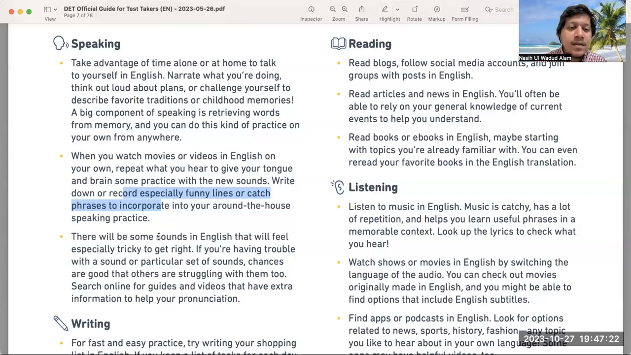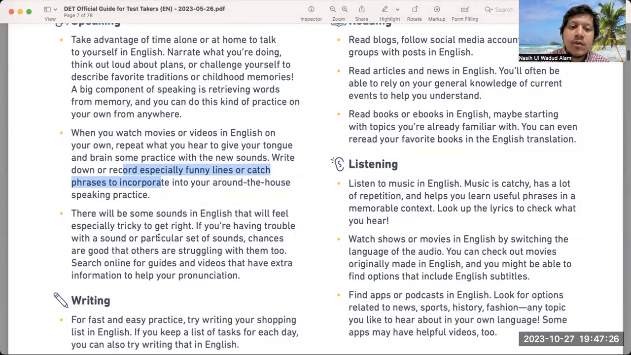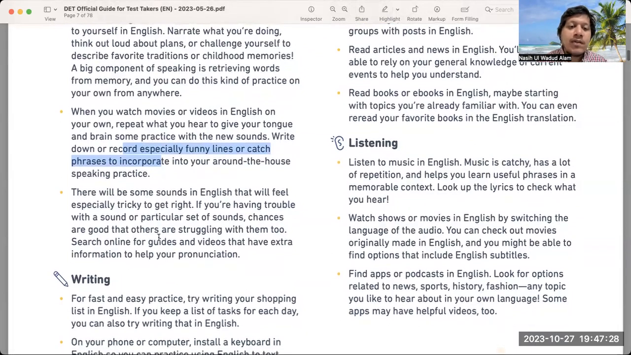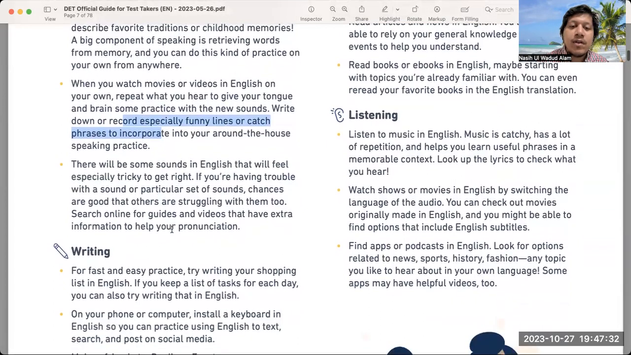Okay, then there will be some sounds in English that will feel especially tricky to get right. If you're having trouble with a sound or a particular set of sounds, chances are good that others are struggling with them too. Search online for guides and videos that have extra information to help your pronunciation. So sometimes you may face some pronunciation problems. The Duolingo authority is saying that everyone has it. That's not a problem.